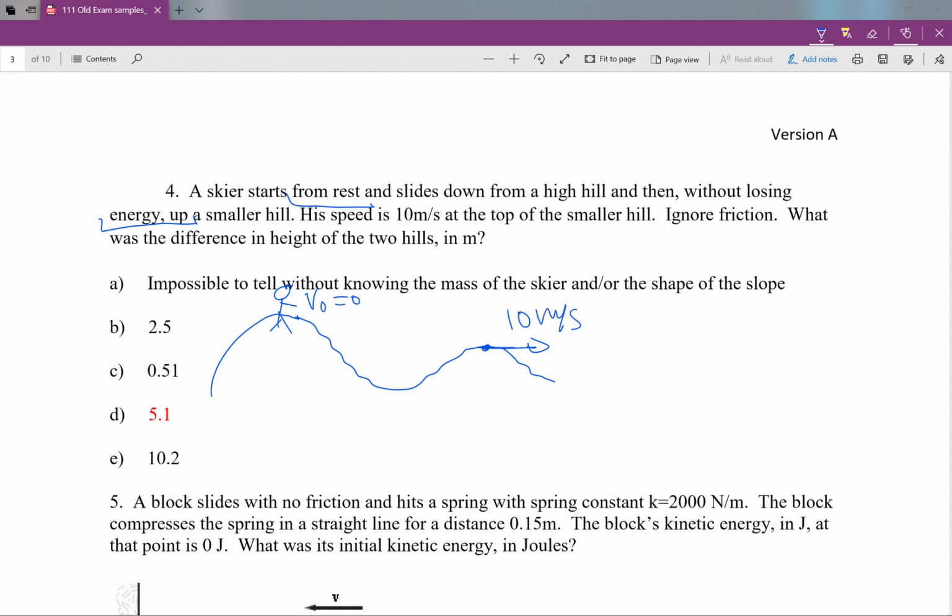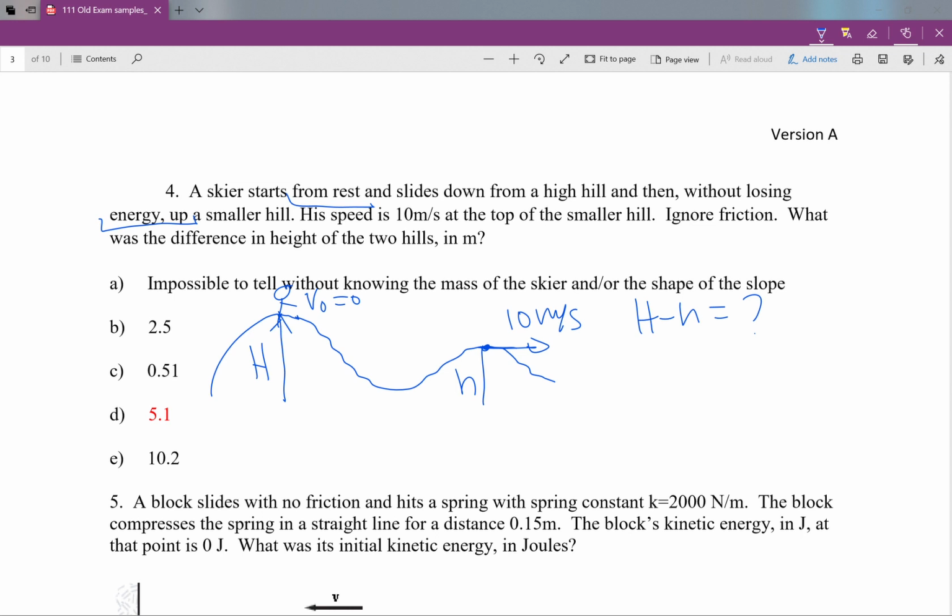They ask, what was the difference in height of the two hills? So here we have to assign some variables. Suppose the height of the highest hill is big H, and the height of the smaller hill is little h, just to assign some values. We're looking for the difference in height, so big H minus little h. We're looking for that.